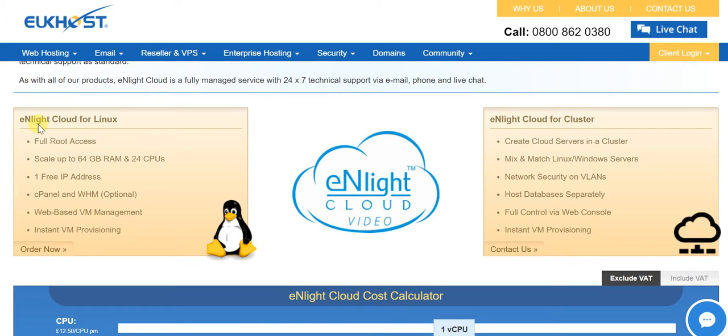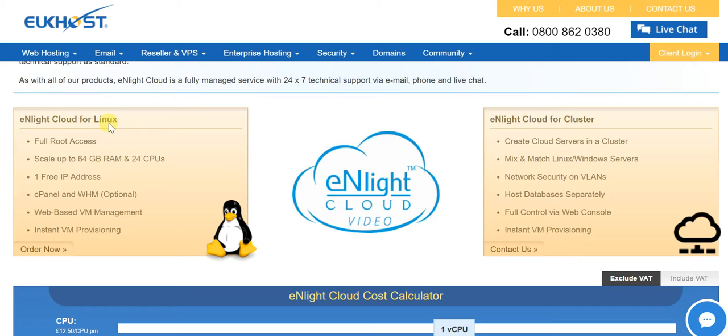Like if you look at eNlight cloud for Linux, what all are we looking at? We are looking at complete root access. We are looking at scaling up to 64 gigs of RAM and 24 CPUs. We are looking at one free IP address. We are looking at cPanel and WHM, which is an optional aspect. We are looking at web-based VM management, and we are looking at instant VM provisioning.